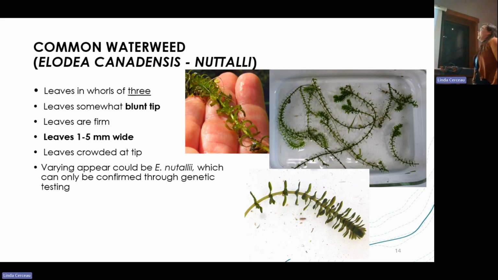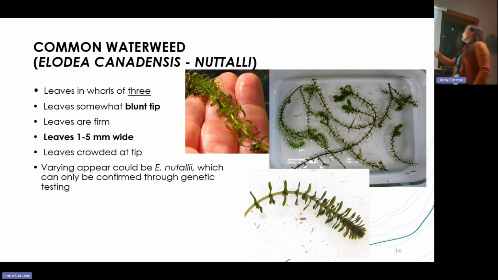So we have our native common waterweed. Typically you'll see this with leaves in whorls of 3. Sometimes it might be more than 3, and that's from my understanding from the literature, especially when it starts to grow. Sometimes you might see at one spot it might have multiple. That's just part of its growing pattern. But the majority of the time you're going to see 3 leaves in a whorl.